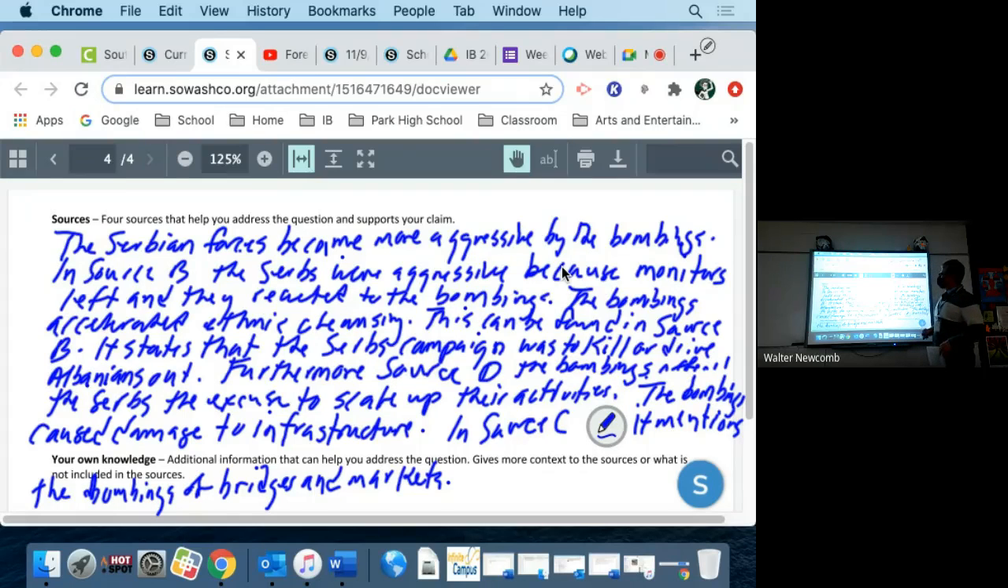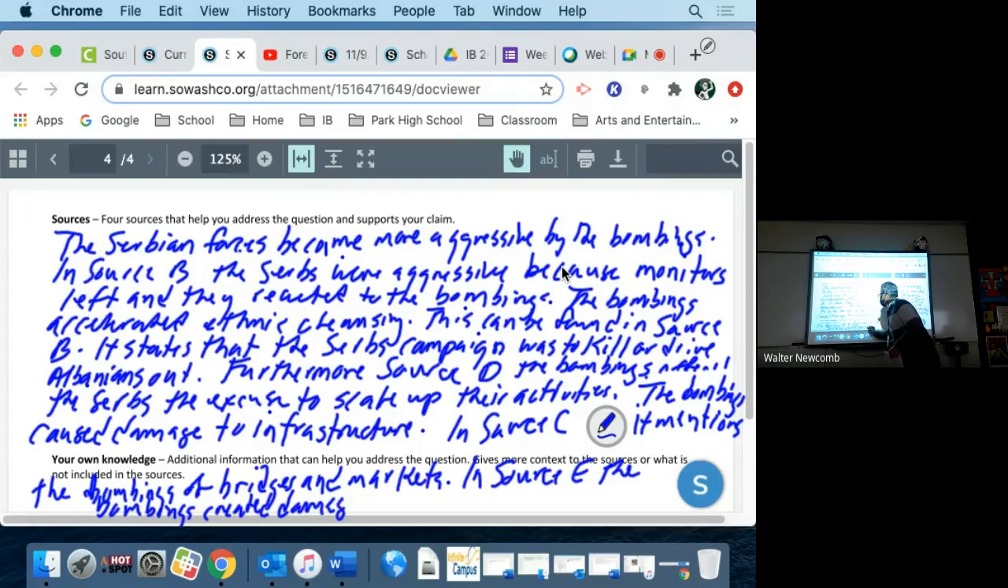So I'm running out of space here. If I was going to add another statement in here, in source E, the bombings created damage in heavily populated areas. Okay, so boom, we got it all. We got different sources being used here. I can see 1, 2, 3, 4. We got them. Boom, it's covered.